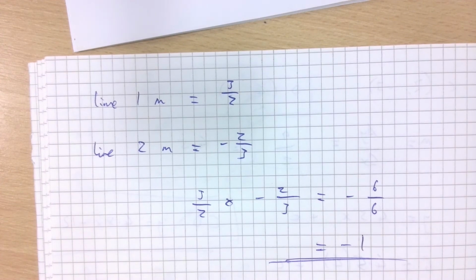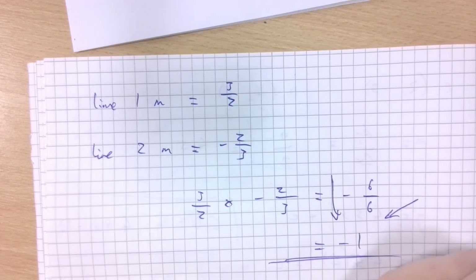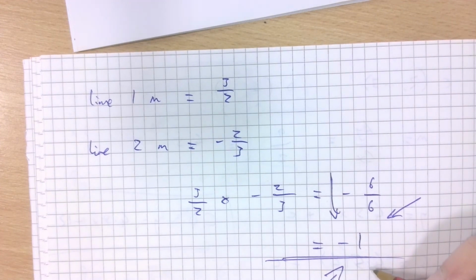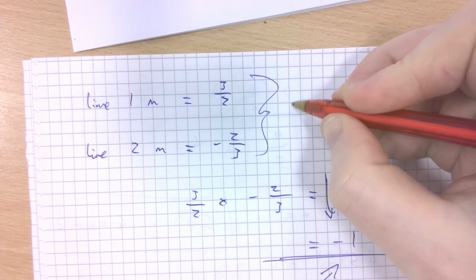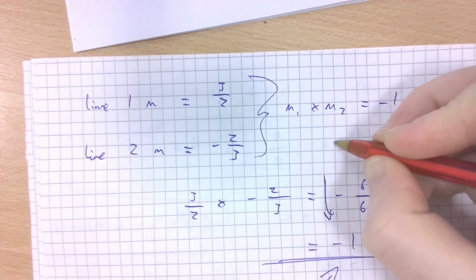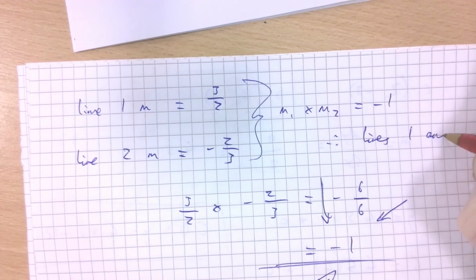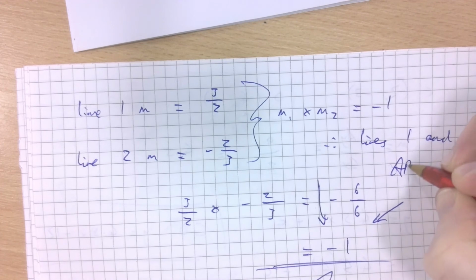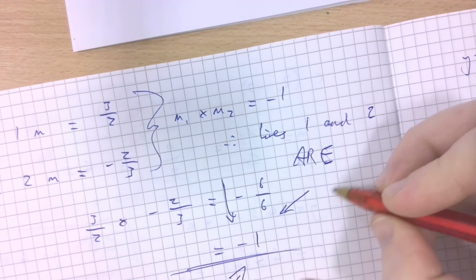If two gradients multiply together to make negative 1, they are perpendicular. So m1 times m2 equals negative 1, therefore lines 1 and 2 are, it's the worst written E in the world, perpendicular.